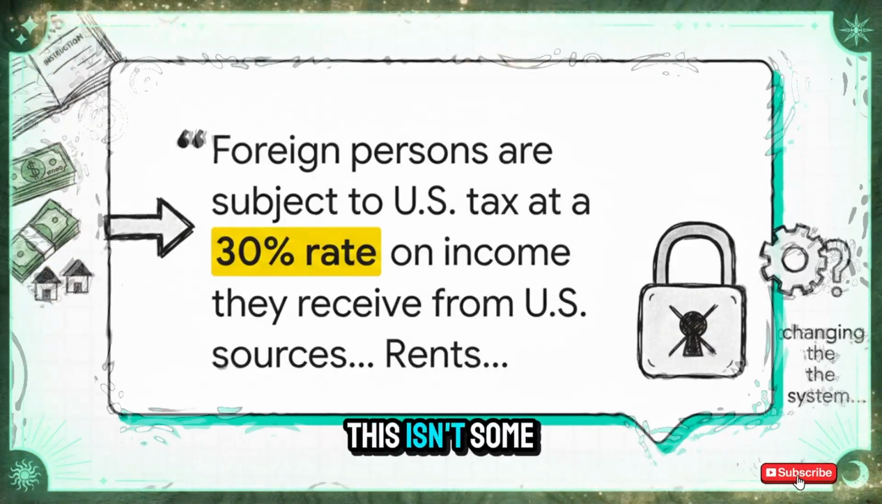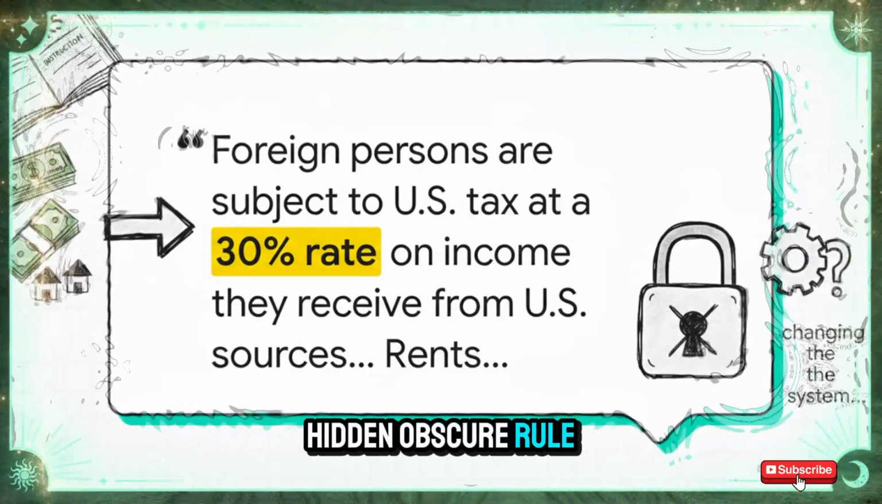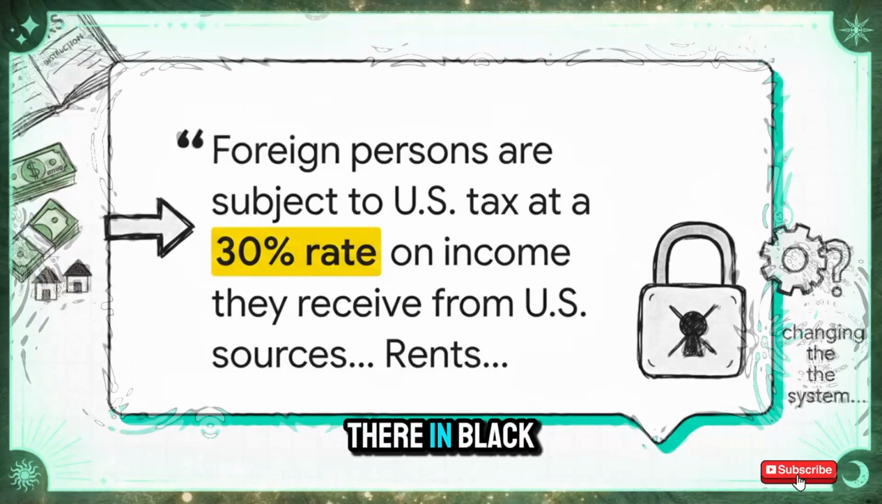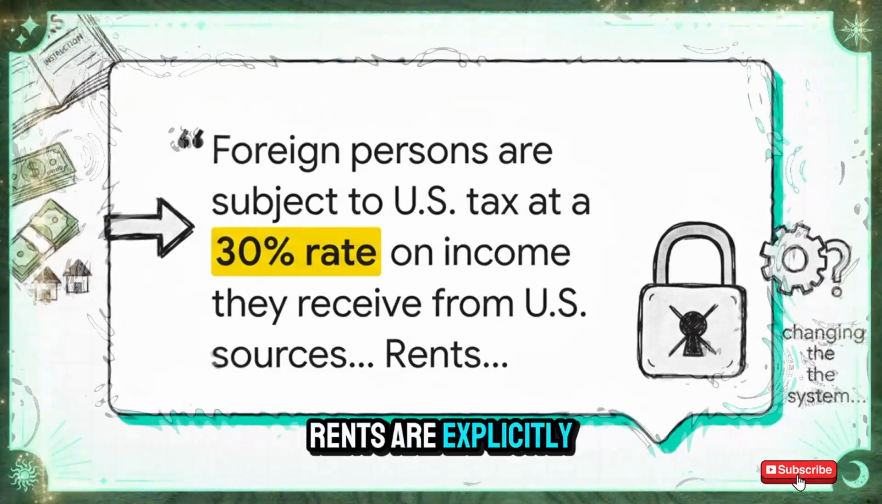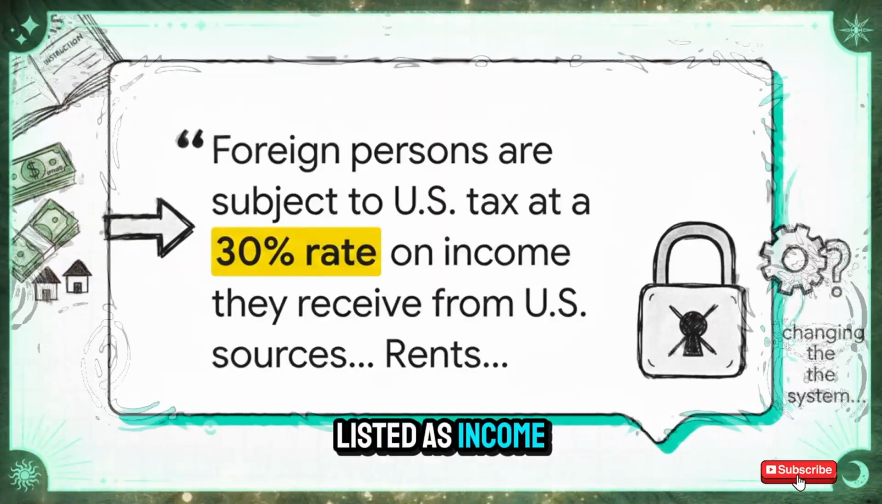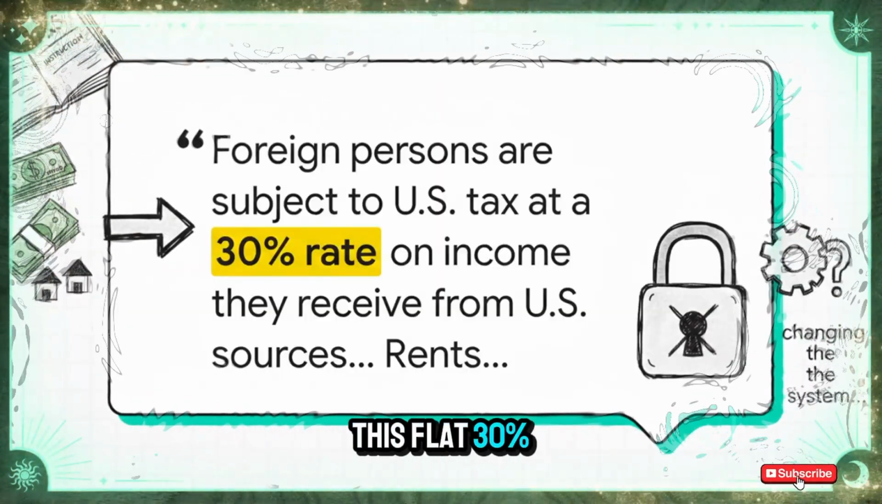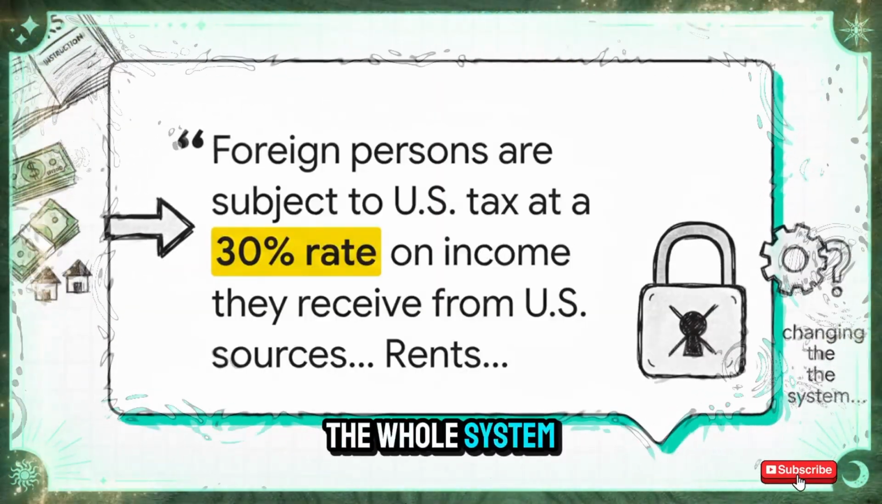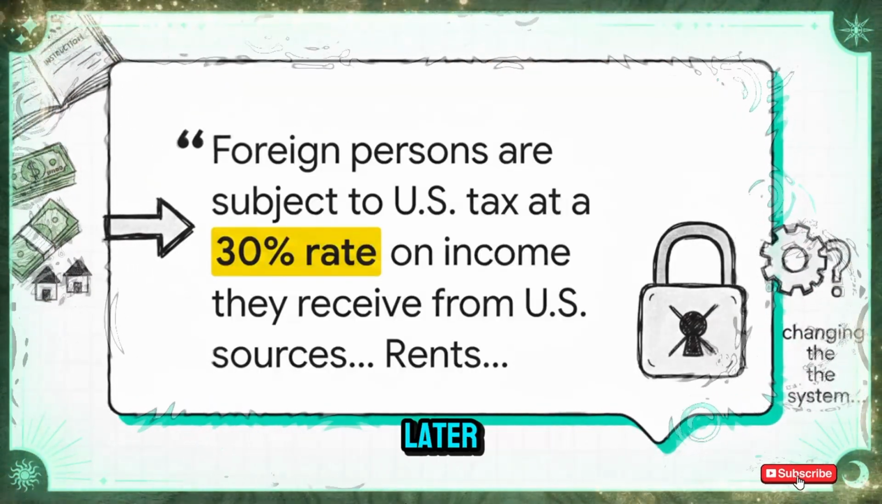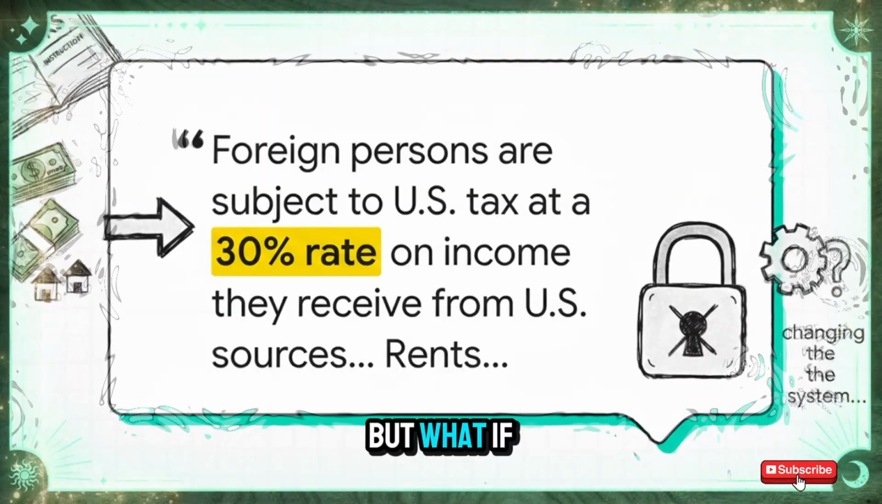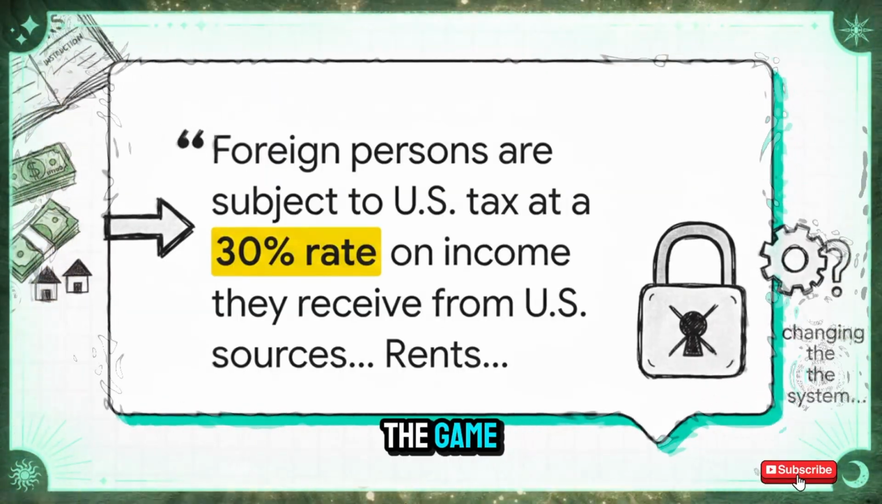And look, this isn't some hidden, obscure rule. It's written right there in black and white in the IRS instructions. Rents are explicitly listed as income that's subject to this flat 30% tax. The whole system is basically designed to withhold first and ask questions later. But what if you could change the rules of the game?